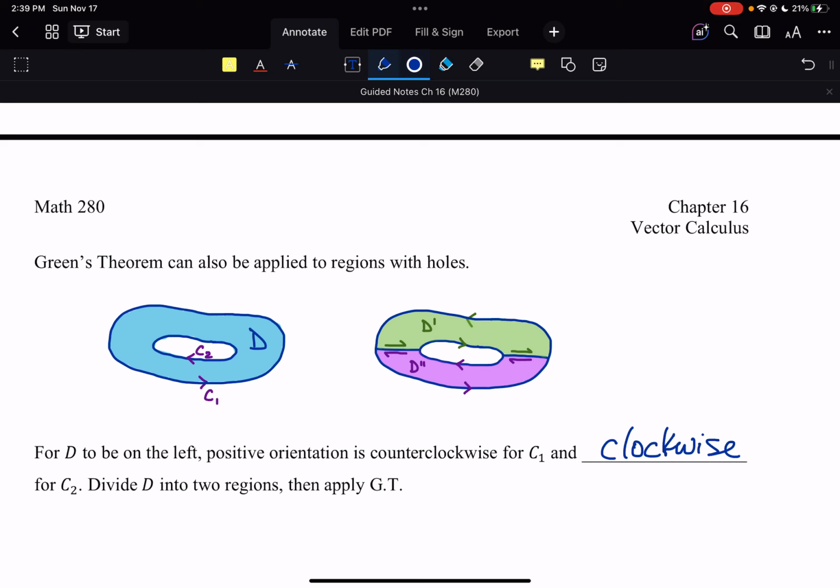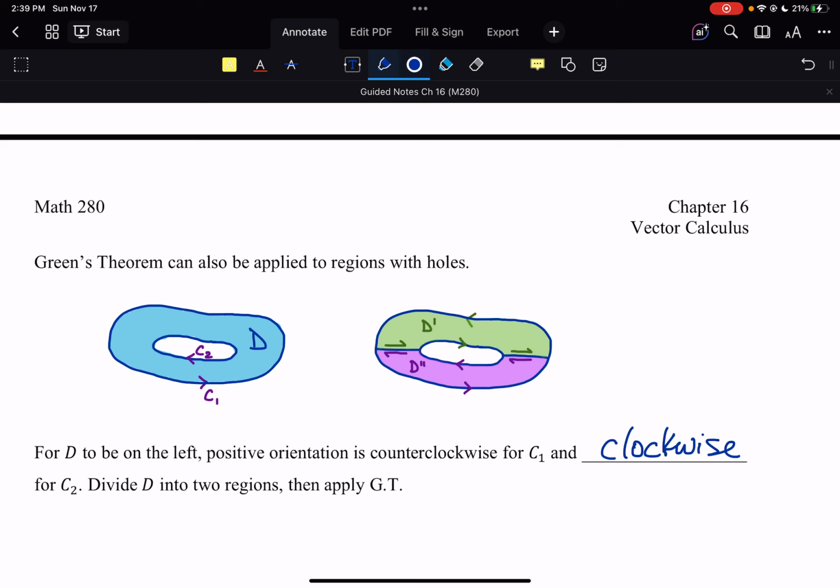So we're going to divide D into two separate regions. You can see over here on the right, I've basically drawn two lines that connect the curves together, and I've split the region in two pieces. I've got D prime, and then D double prime down here. That's the notation that the text uses instead of D1 and D2.